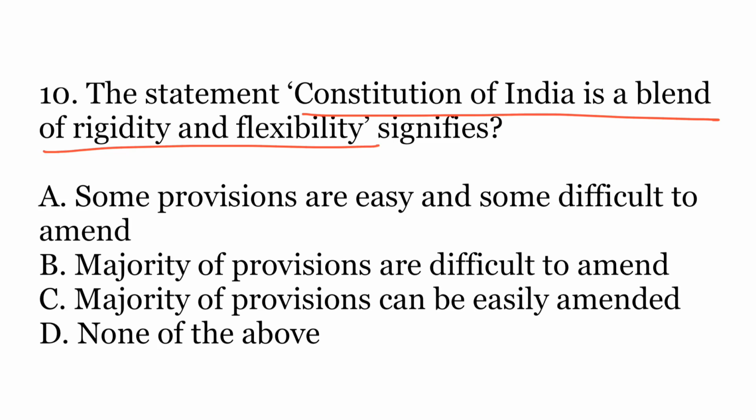The correct option is A. So some provisions of the Constitution can be easily amended, while some can be amended in a difficult manner. For example, some provisions can be amended by a simple majority of parliament, while some provisions can be amended by a special majority of parliament. And then there is another type of provisions that require the special majority of parliament and the consent of more than half the state legislatures. That is why it is a combination of both.